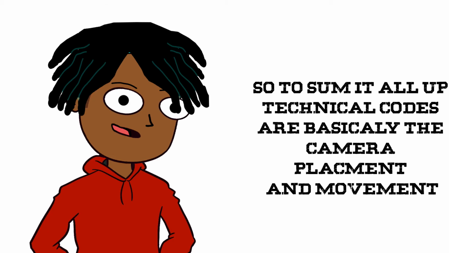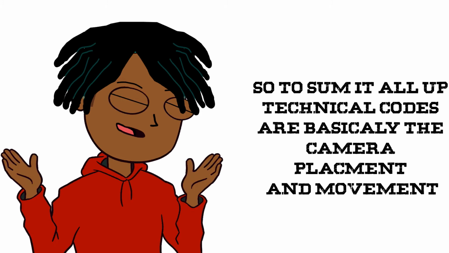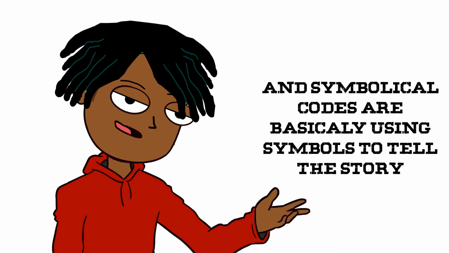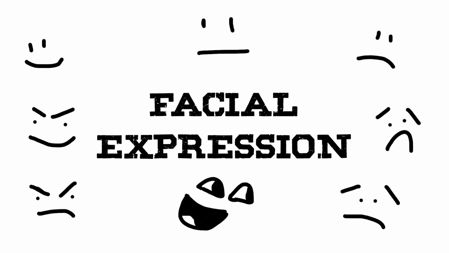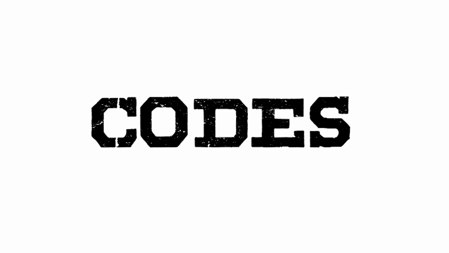Alright, so to sum it all up, technical codes are basically the camera placement and camera movement. And symbolical codes are basically using symbols to tell the story, as we learned, body language, objects, and even facial expressions.